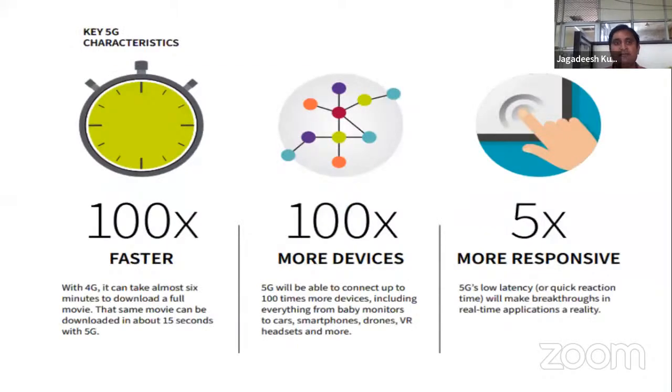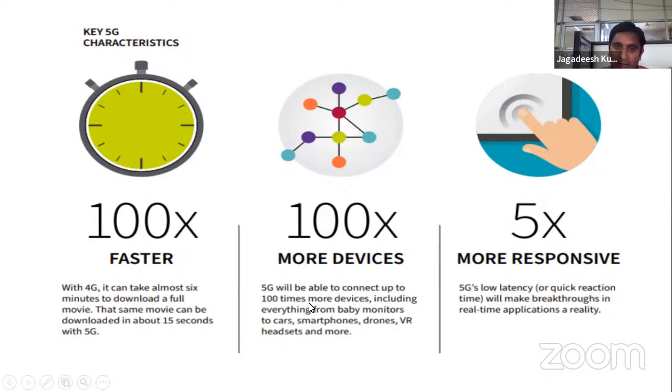So now 5G, we can talk about it as an advanced version of this Advanced Pro. This will be 100x faster. With 4G, it takes almost 6 minutes to download a full movie. The same movie can be downloaded in about 15 seconds with 5G. So it is becoming around 100 times faster than our normal LTE and advanced LTE. And 100 times more devices can be connected using 5G.